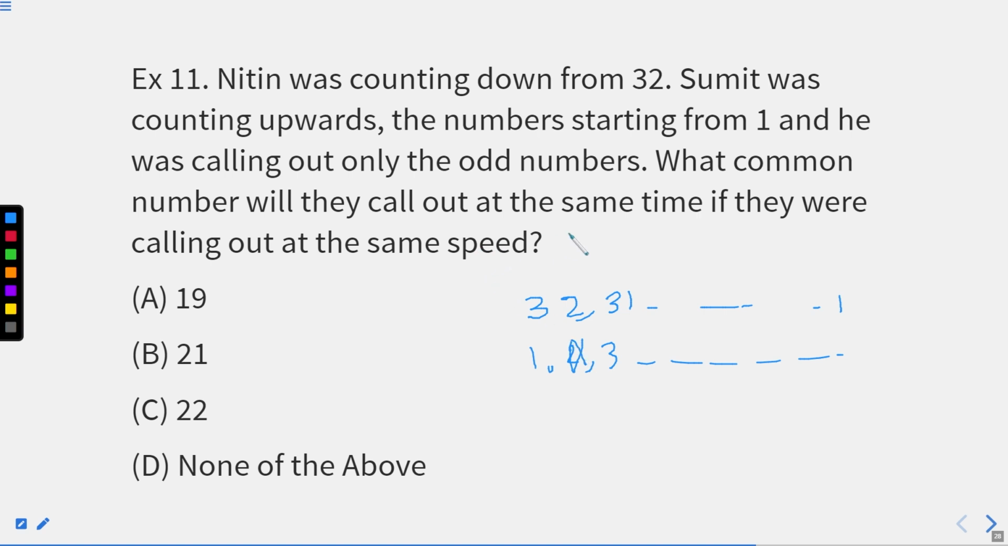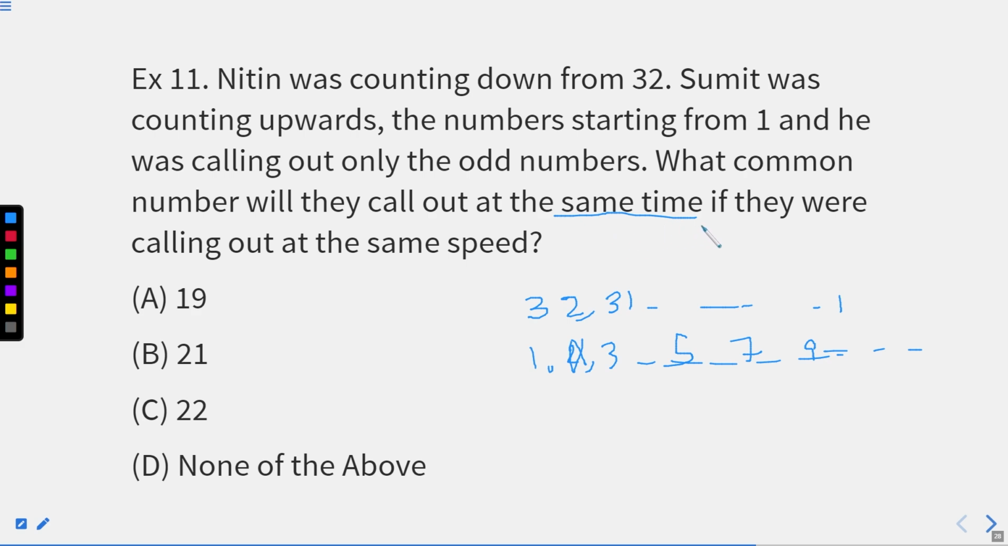So what exactly are we doing? We are following the instruction of the question. So we are not supposed to take any even number. So 1, 3, proceed by 5, then 7, then 9 and so on. We'll get the series, right? So what common number will they call out at the same time? Now the question says at the same time. So let's say if Nitin is announcing 30 or 29 and at the same time if Sumit is saying 29, then we'll get our answer. So they are asking what common number at the same time they'll announce.